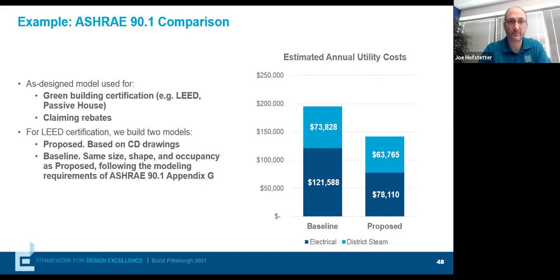So I'm going to hit on this rather quickly here, but this is kind of the example results that you would get of comparing, from an ASHRAE perspective, an Appendix G designed baseline building to a proposed building. And what that looks like is what we're putting into a LEED tool to identify those savings.